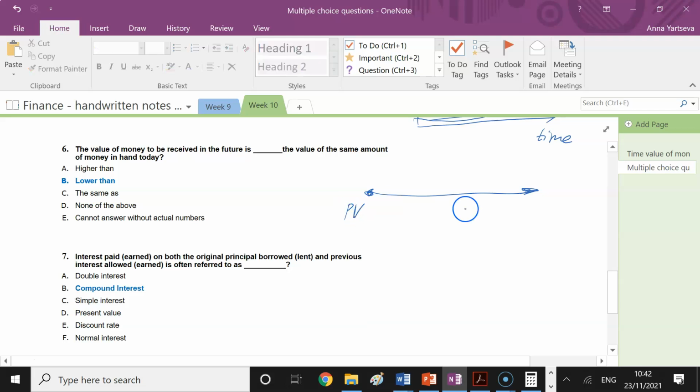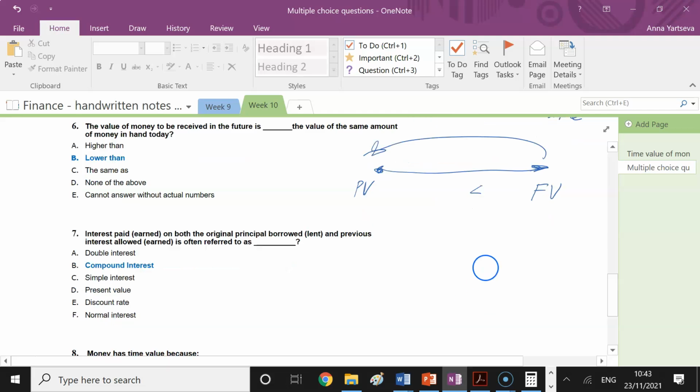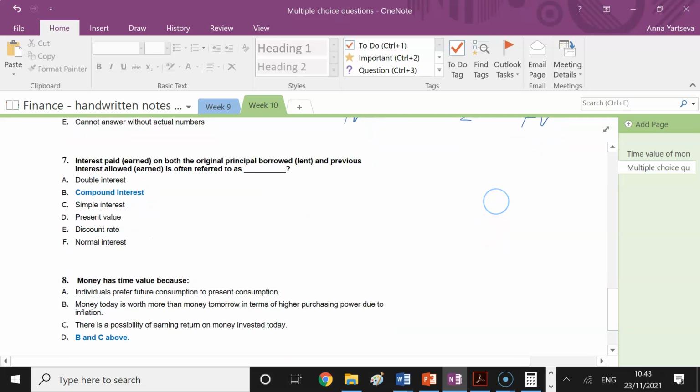So present value is always less than the future value. We need to discount any future payments to bring them to today's terms. We need to reduce them to take into account the interest which could be earned, inflation, risk, and so on. It's always lower. Question 7.